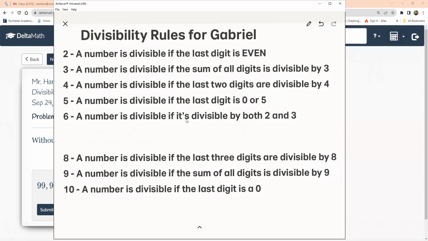I'm going to go to the rules, and it says a number is divisible by 6 if it's divisible by both 2 and 3. In order to be divisible by 2, it just has to be an even number. Any number that ends with an even number is divisible by 2. That should make sense, I hope. And it's divisible by 3, which is kind of the same rule as the 9 rule: if you add up all of the digits and the sum is divisible by 3, then the number is divisible by 3.